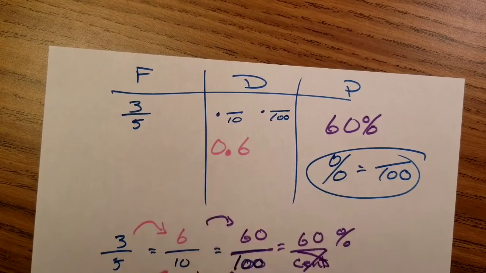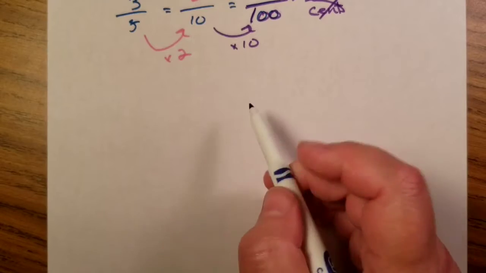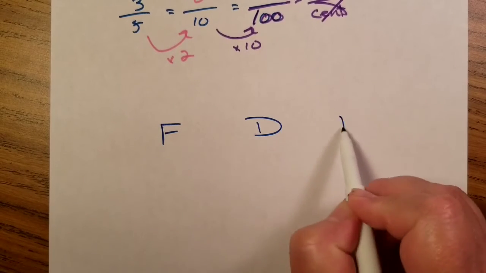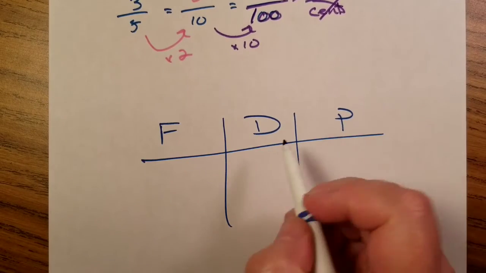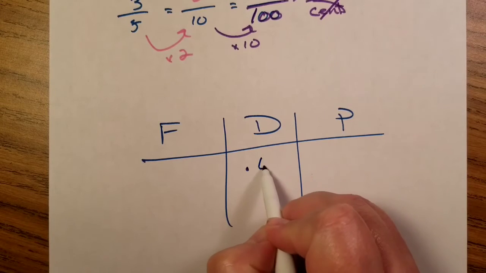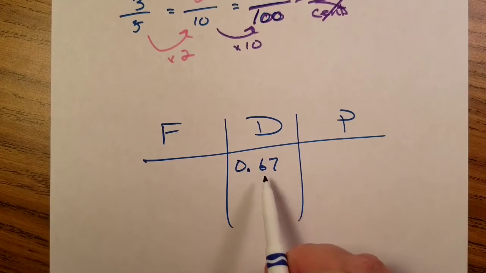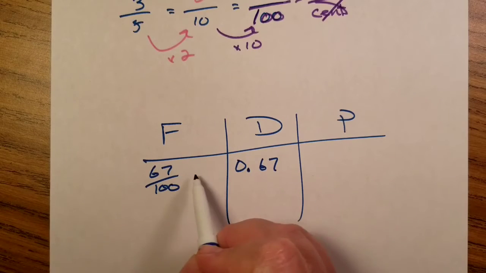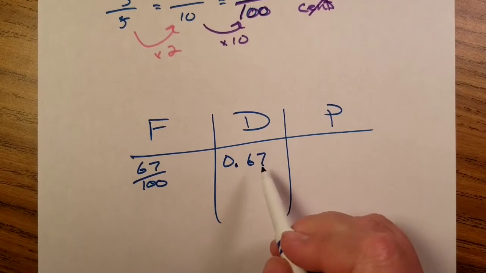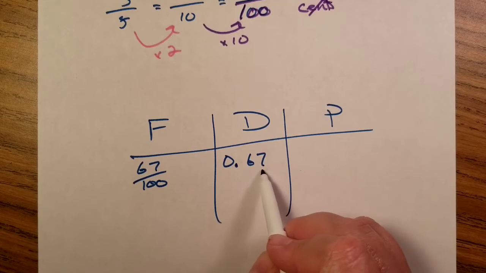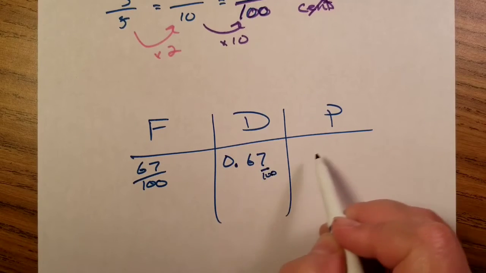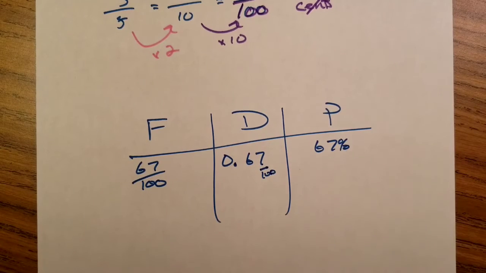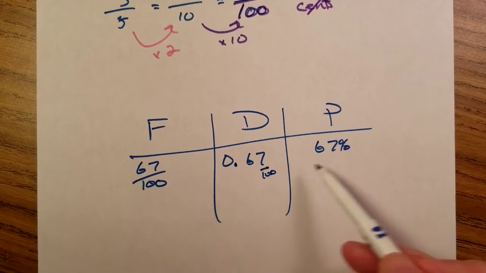If you have a decimal and you want to change it to a fraction, if you've got 0.67 as your decimal, that's hundredths, so it's 67 hundredths. And if you can simplify it, you can. That's hundredths, so this would be over 100, so percent, so it's 67%.